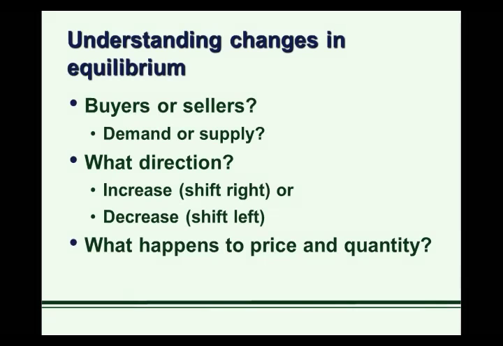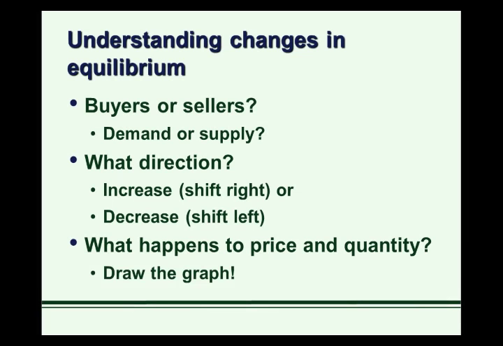And then finally, what happens to price and quantity? When we figure out what curve shifts and what direction, we draw that graph, and it'll be very easy to see what happens to price and quantity in equilibrium.